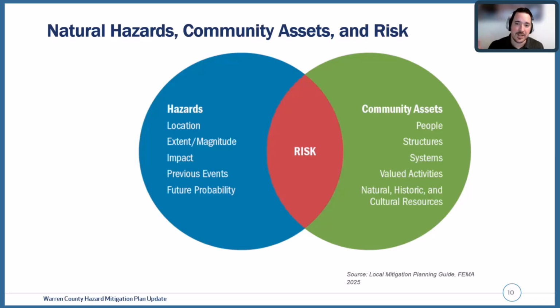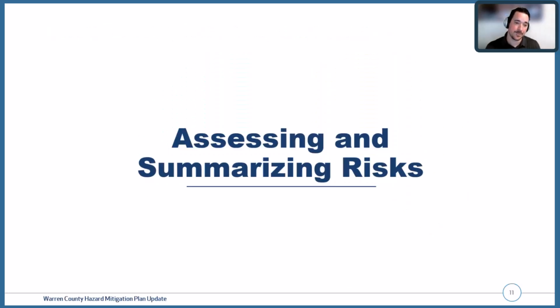And then there's the community assets of that risk. So who's at risk? The people, the structures, what systems and infrastructures are in place, from roads to telecommunication, valued activities. Are there natural, historic, cultural resources that could be impacted? And if they're lost, what does that mean for your community? These are all things that have to be taken into account when looking at risk.